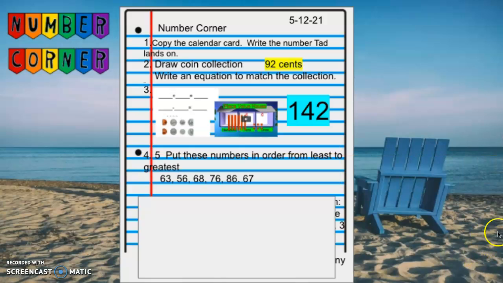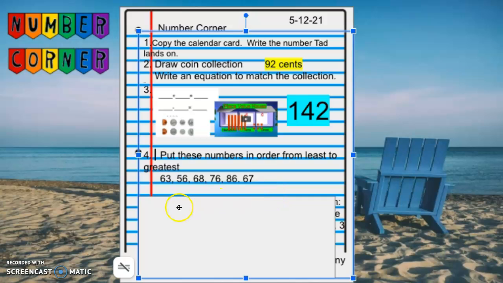All right, we are moving on to number 4. For number 4, you are going to put these numbers in order from least to greatest. Here are the numbers: 63, 56, 68, 76, 68, and 67. Please write these numbers from least to greatest. Press pause if you need more time.